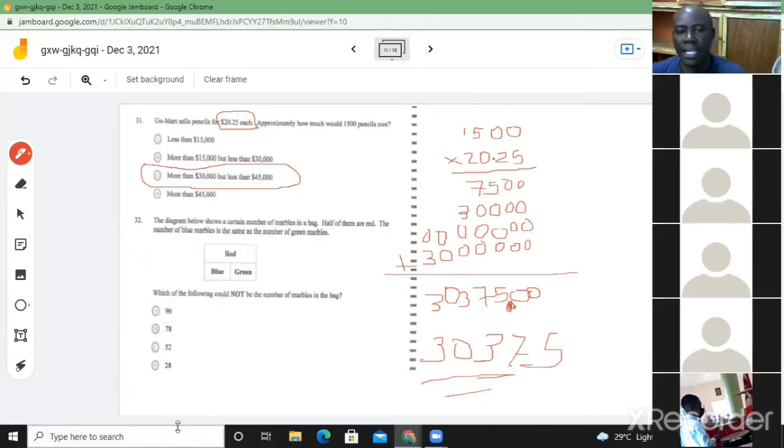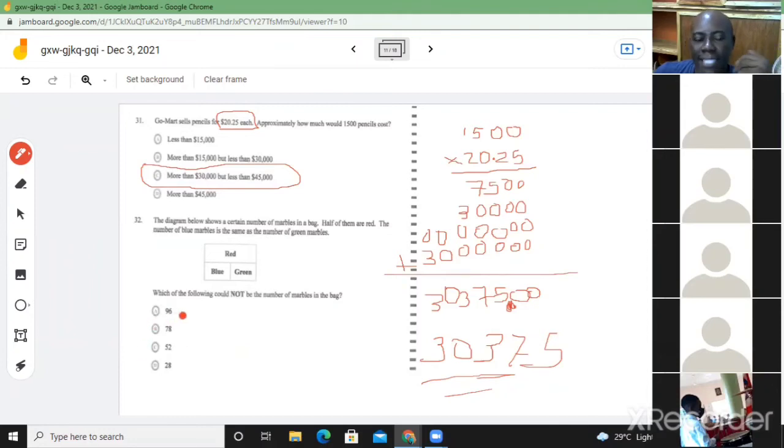It's like they are representing the number of marbles in the bag in a little fraction way, because they are saying red is half. Isn't this half of this shape? Yes, sir. And then they're saying that blue and green are equal, which means they're a quarter each. Not true? Yes, sir. All right. So let us look. Which of the following could not be the number of marbles in the bag?